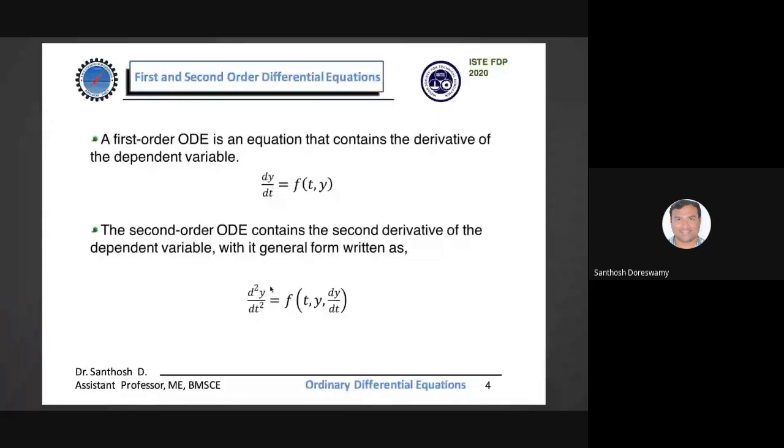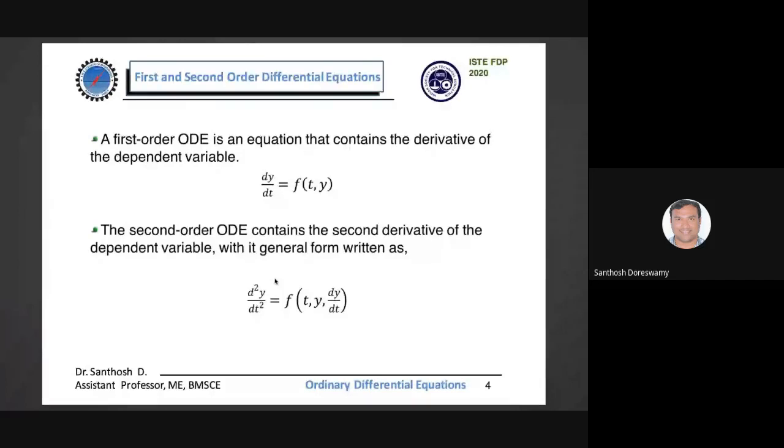Now, suppose you have (d²y/dt²)² equal to a function of t, y, dy/dt. If you have this kind of differential equation, then this second derivative to the power of 2, the 2 is referred to as the degree of the differential equation. So you will have 2 here as the order of the differential equation because you have the highest derivative here, and if that highest derivative has a power, then that power is referred to as the degree of the differential equation.